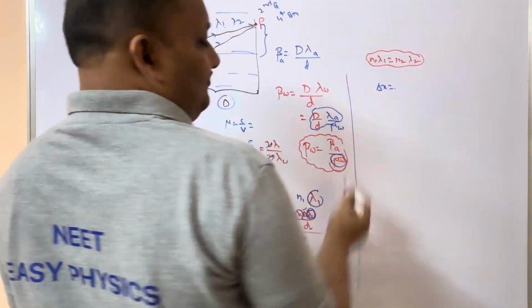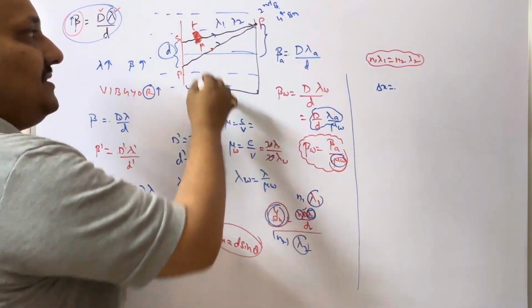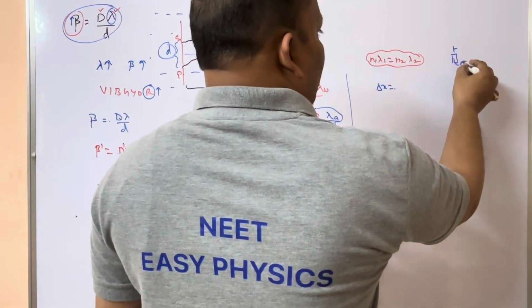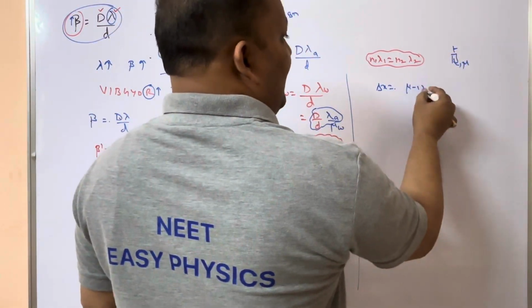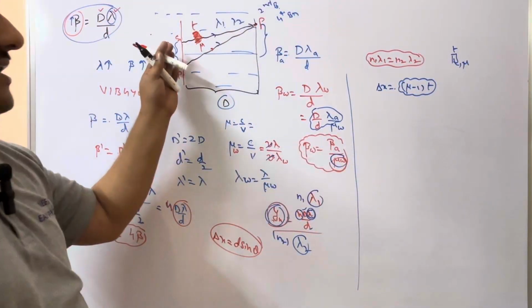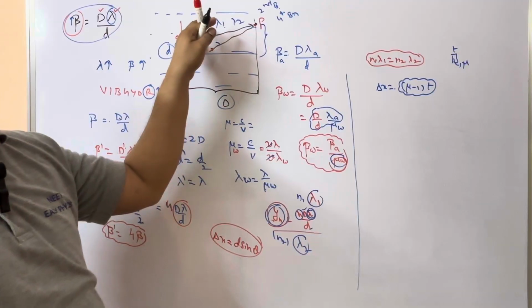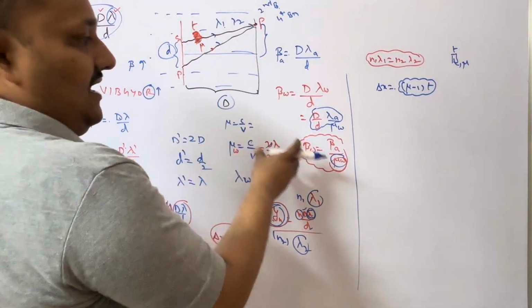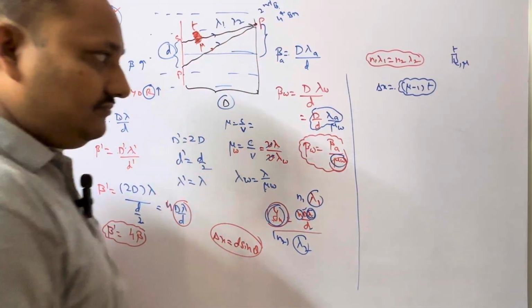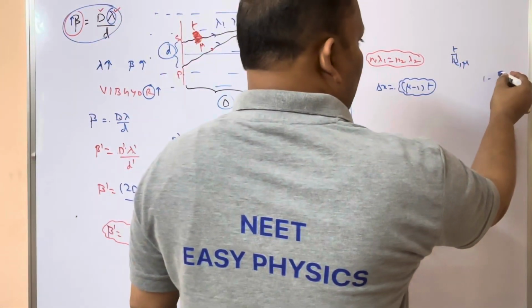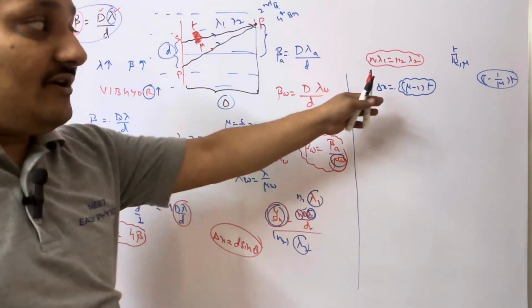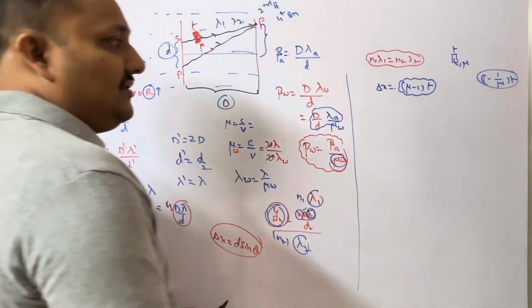Delta x. How is this delta x going to change whenever you introduce one thin plate of refractive index mu? So mu minus 1 into T. This one we discussed in ray optics, from vacuum to medium, if you are observing an object in a medium from vacuum. So the formula 1 minus 1 by mu into T, that shift formula, you have to use here. Mu minus 1 into T.